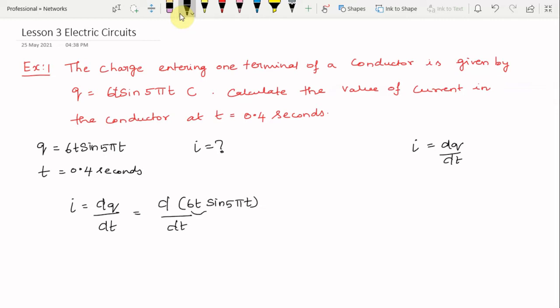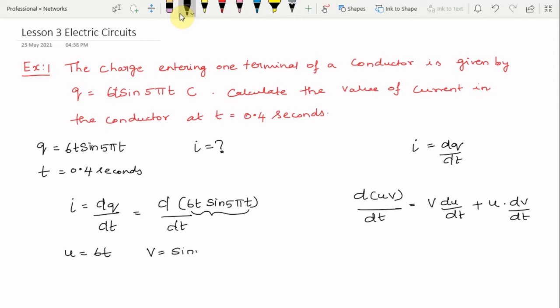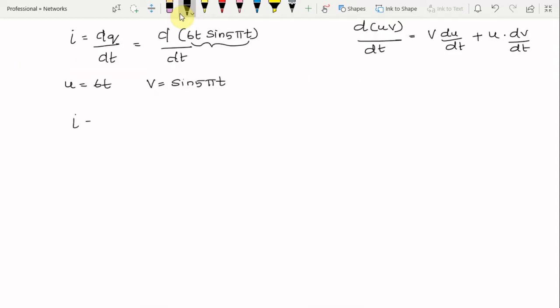This expression is a product of two functions of t. So now you have to remember the differentiation formula for d(uv) by dt, which is nothing but v du by dt plus u dv by dt. Now we have to identify what is u and what is v. u is equal to 6t here and v is equal to sin 5πt.